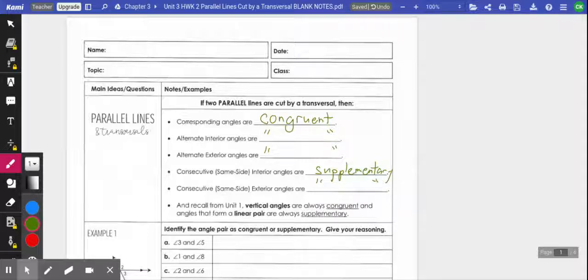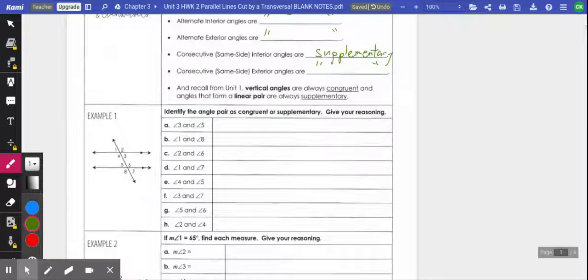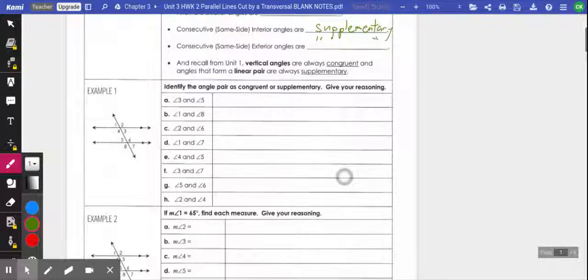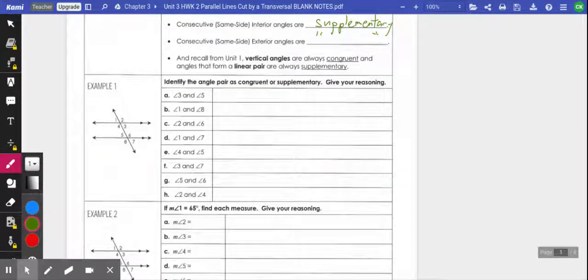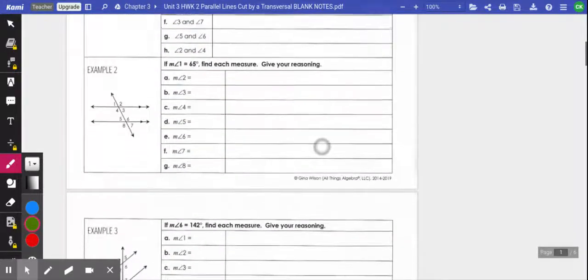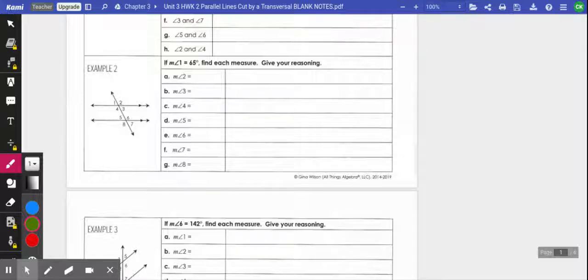So knowing this information here, along with what we talked about in the first chapter, knowing vertical angles are congruent and linear pairs are supplementary, we can figure out various angle measures. So let's start with the most simple, basic example here. Example 1 is just asking you if they are congruent or supplementary based on type of angle. So we're actually going to look at example 2 here, just to see, with a number, specifically what happens.